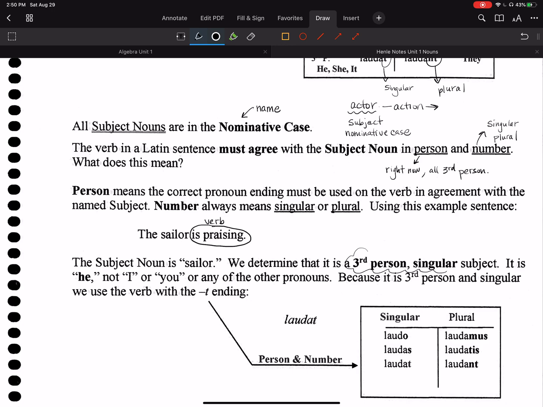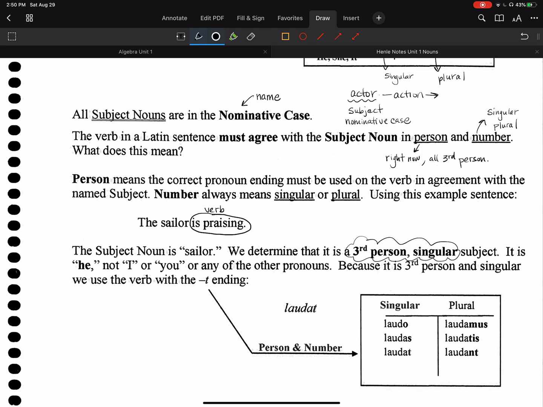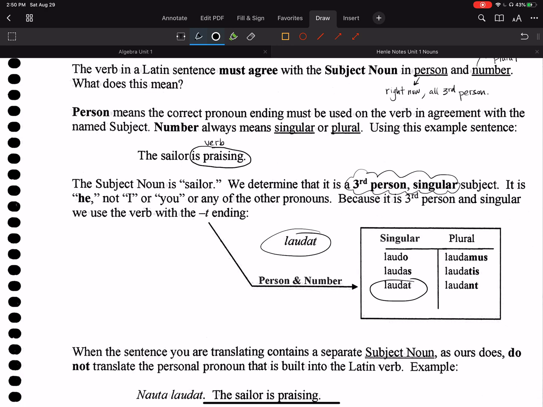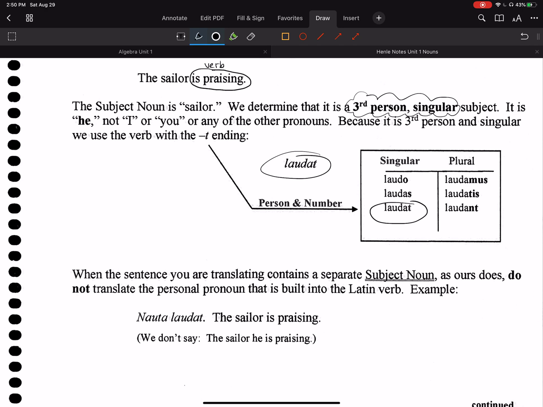Remember, all of the verbs we're learning are third person right now, and your only decision is really whether it's singular or plural. So praise, right? We had two words in our vocabulary that have to do with praise, and one is laudat, he, she, or it praises, and one is laudant, they praise. So which one would I use in this sentence? I would use the one that is laudat. Why? Because the T is singular. And my subject is a he, we assume. It doesn't really matter if I get the gender wrong in this particular case.